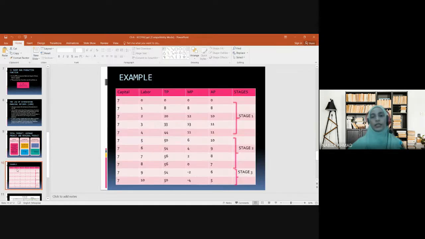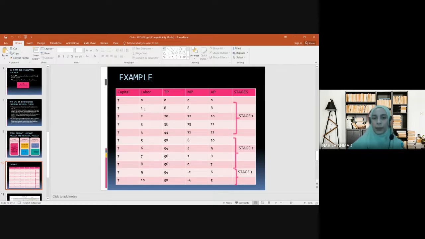Right, so kita tengok example of this table. Right, so this is in the short run production. So we have capital here. Nampak tak capital ini adalah fixed, 7. So in the short run, capital tidak berubah, labor berubah. Ya, 0 until 10. Okay, kita tengok total product di sini. So labor kosong, kosonglah total product. Ya, tiada apa-apa yang dihasilkan.